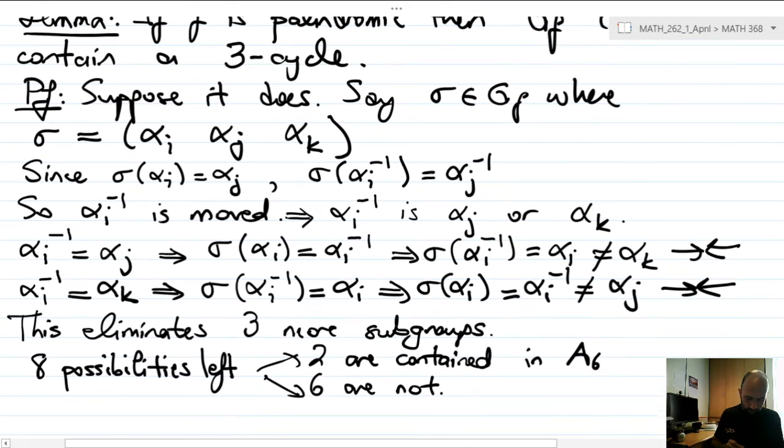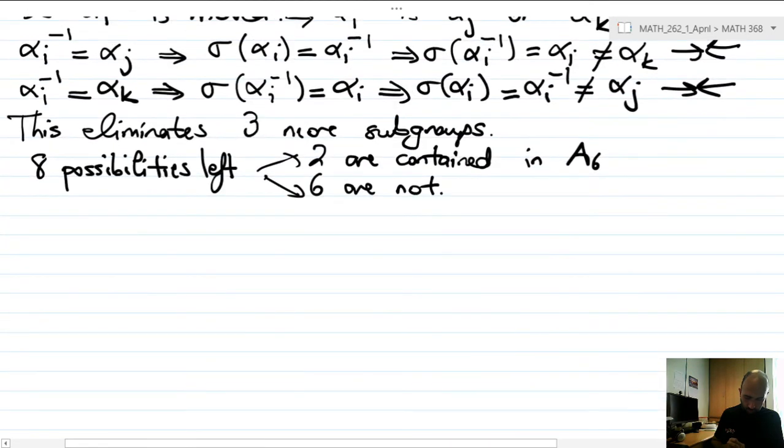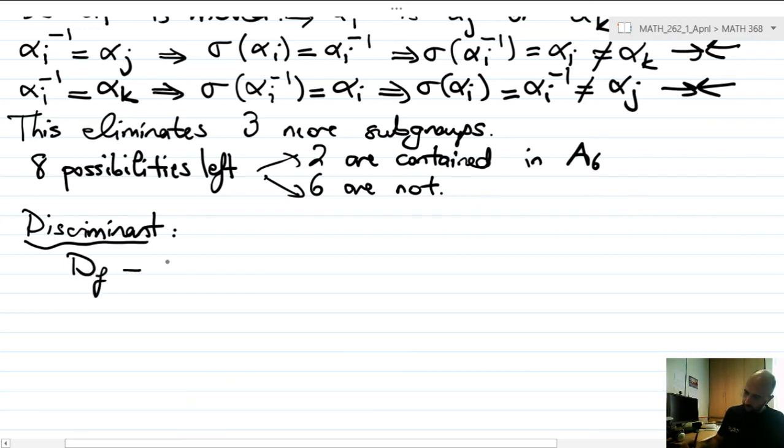So just as a demonstration, I want to show that one of these subgroups contained in A6 can be realized. Now let's look at the discriminant. Well, we use the formula d_f equals (-1) to the power n(n-1)/2, so 6 times (6 minus 1) over 2, times the resultant of f and f prime.